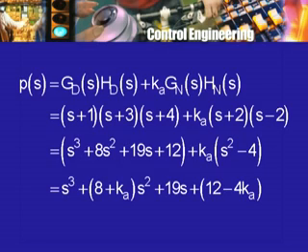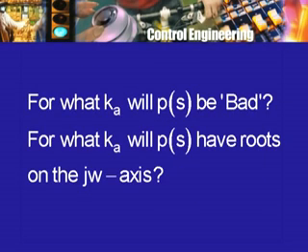We would like to find out where the roots of this polynomial are, or really, for what values of Ka will P(s) be bad, and if possible, for what values of Ka will P(s) have roots on the j omega axis. This is the problem we are trying to investigate. For what values of Ka will the polynomial become bad? We know that the roots will no longer all be in the left half plane; at least one root will not be in the left half plane. And secondly, for what values of Ka will the polynomial have roots on the j omega axis, and if possible we can find out the location of the roots. So, let us proceed further.